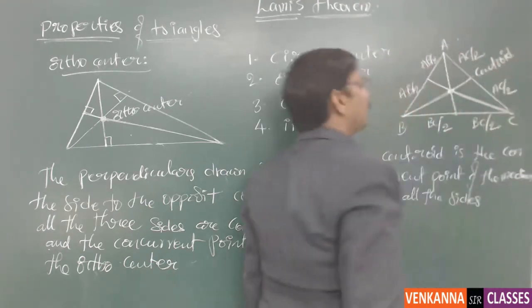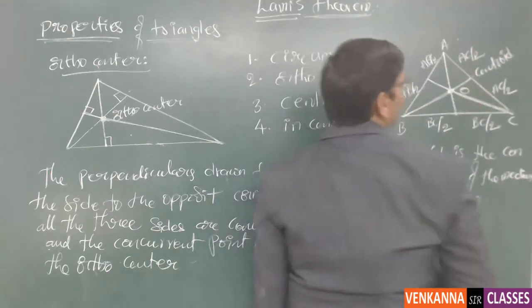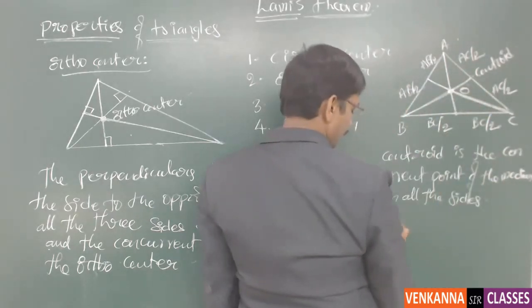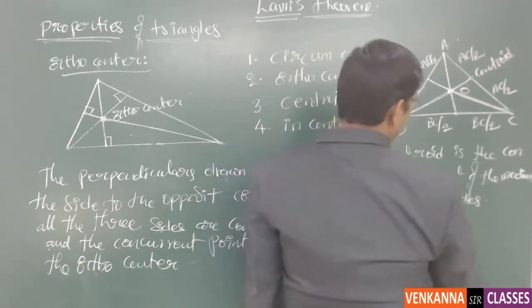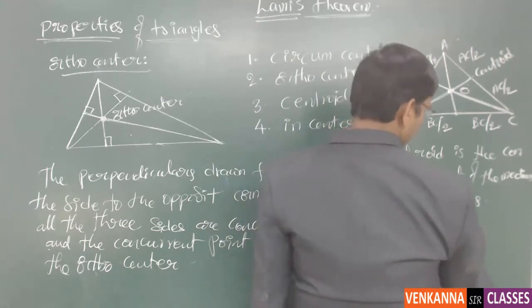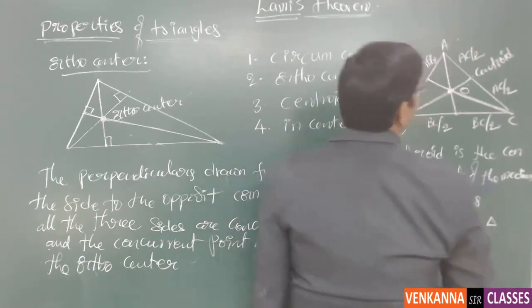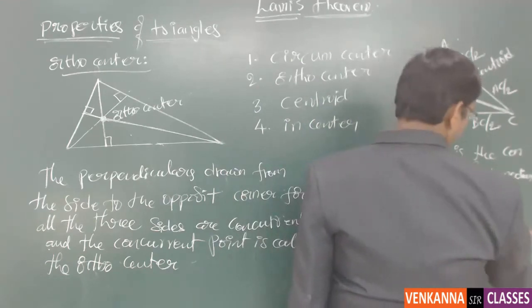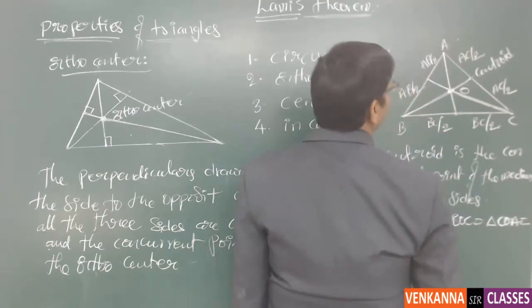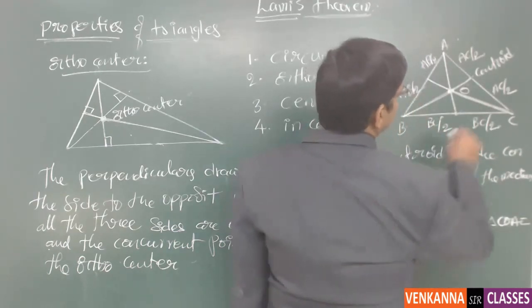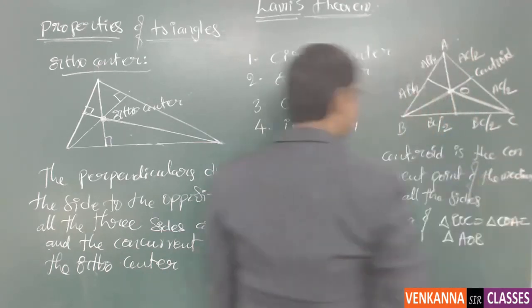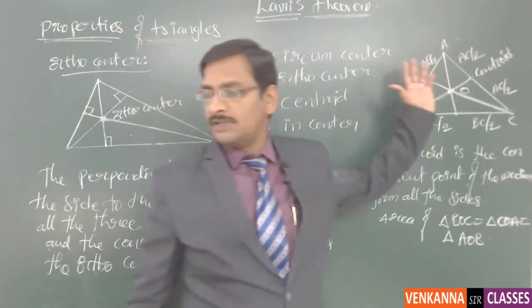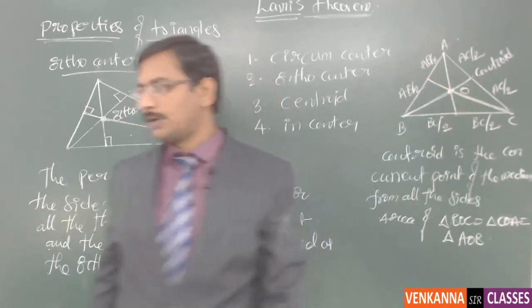And the centroid property is, let us say this centroid is O, then the area of triangle BOC is equal to triangle COA is equal to triangle AOB. So these areas are the same. That means the entire mass of this particular triangle is concentrated at this particular point.